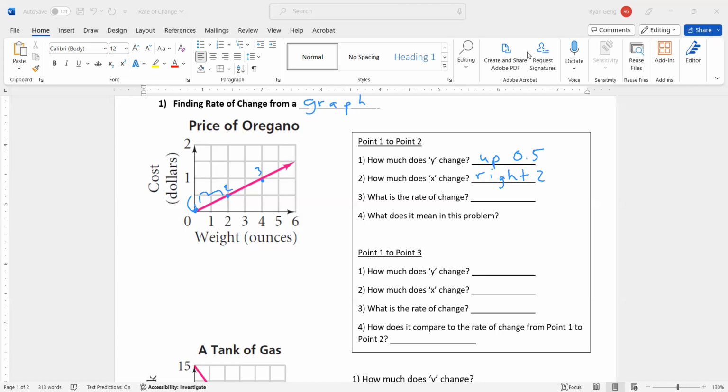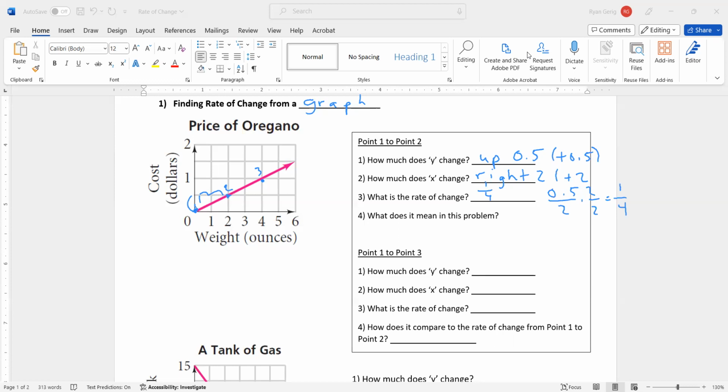So what is the rate of change? Well, before we do anything with that, we got to look at signs. Up for y is a positive direction, so it's positive 0.5. And right is also a positive direction, so it's positive 2. And so my rate of change, we don't typically write it this way, so I'm going to write it off to the side here, 0.5 over 2, but we don't like to have a decimal in there if we can avoid it. A decimal within a fraction, it's not good. I can multiply both top and bottom by 2. 0.5 times 2 gives me 1. 2 times 2 gives me 4. So my rate of change here is 1 over 4.